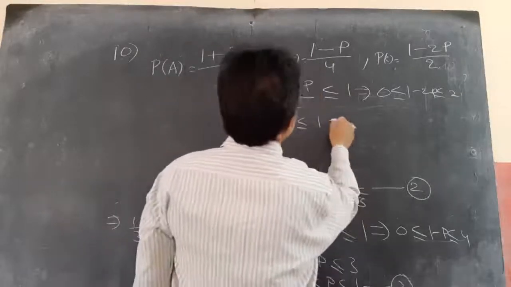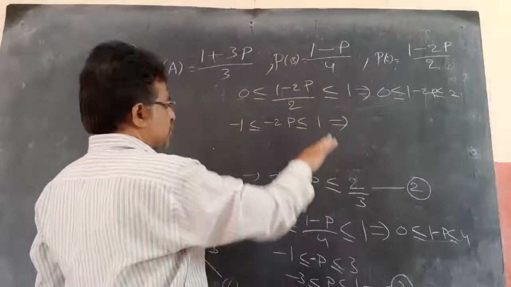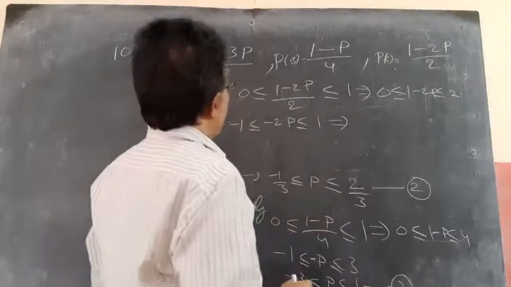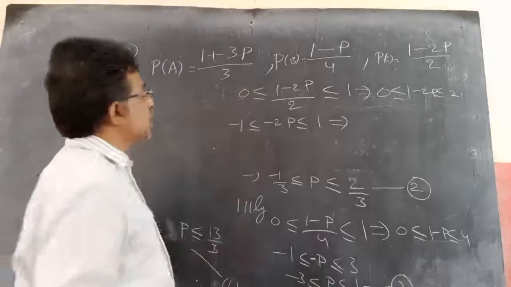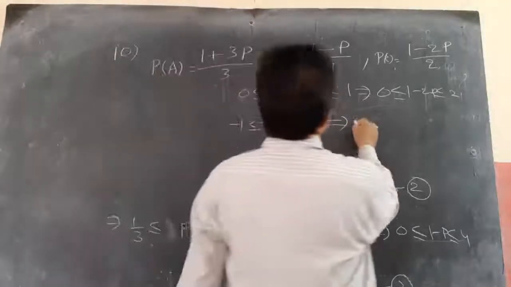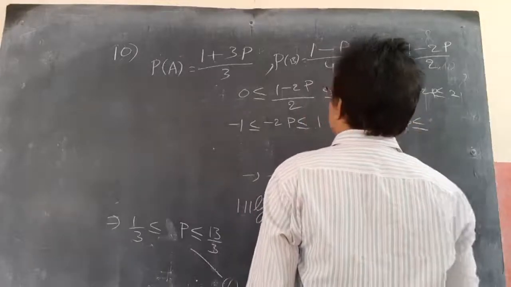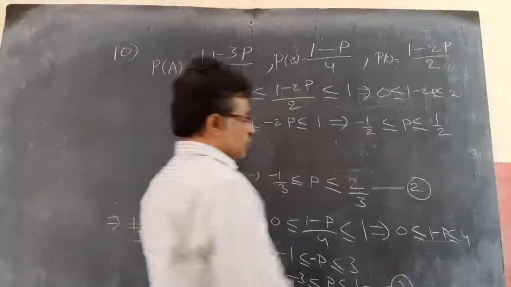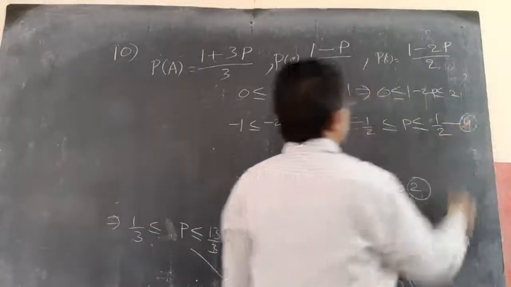Now, if I divide with 2, I am dividing with minus 2, so the inequality will change. So this becomes minus 1 by 2 less than or equal to p less than or equal to 1 by 2. This is equation 4.